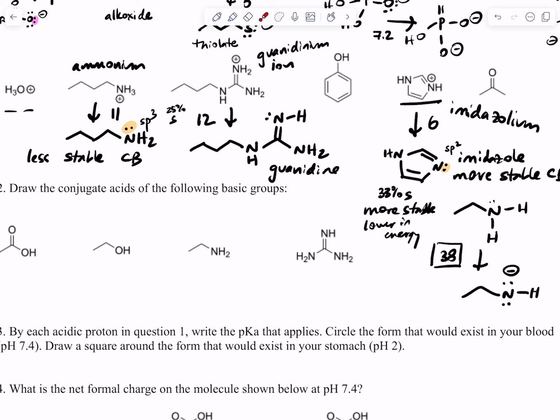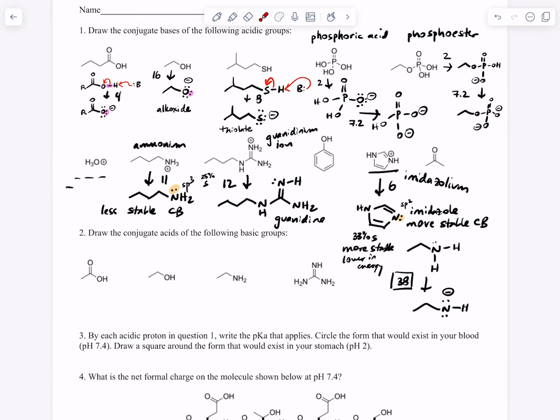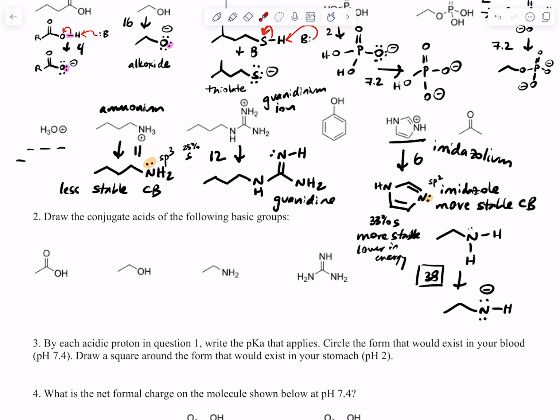Imidazolium is more willing to lose its proton because the electrons left behind are held lower in energy in an sp2 orbital than are the electrons in the ammonium ion. Questions about that reasoning?